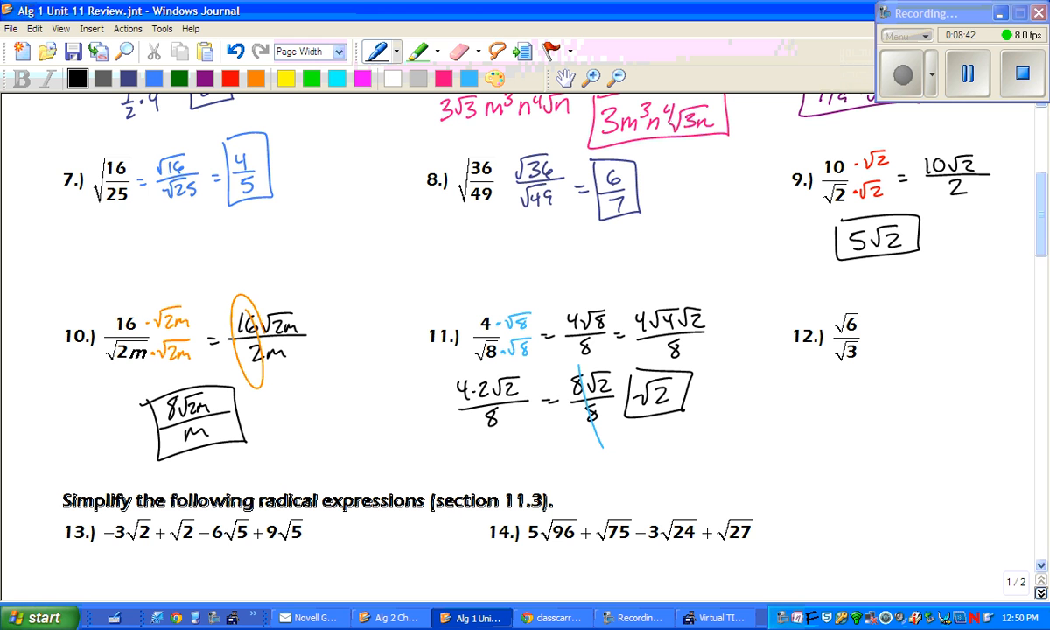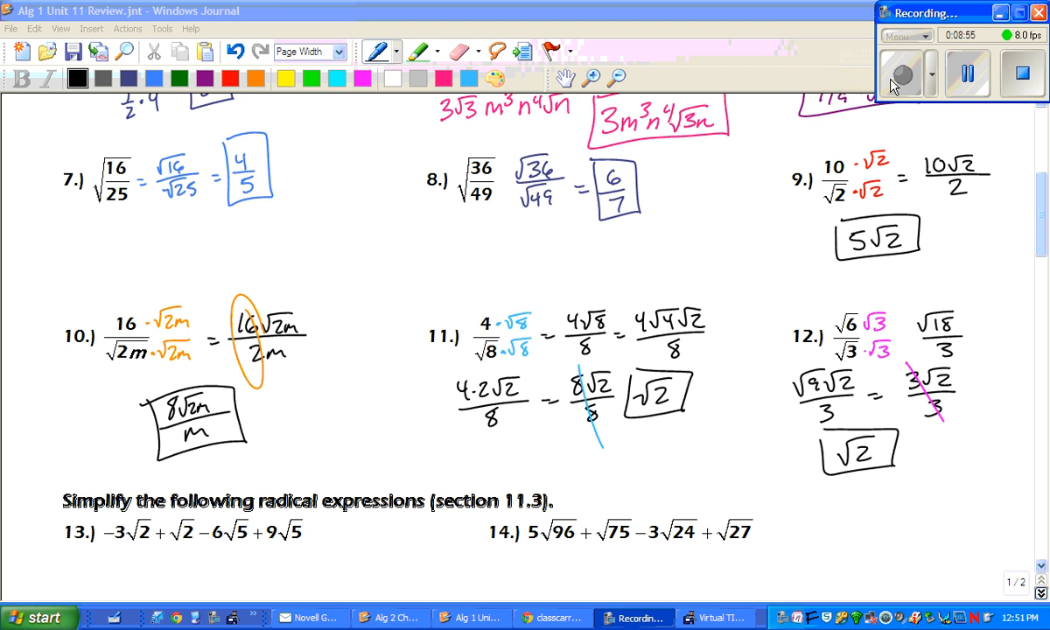Okay, now number 12 is just like that. I want you guys to pause the video and do number 12 all by yourself. And there you go. 6 times 3 is 18. You can break down 18 into root 9 root 2. Square root of 9 is 3. Your 3's cancel, and that's where the square root of 2 comes from.